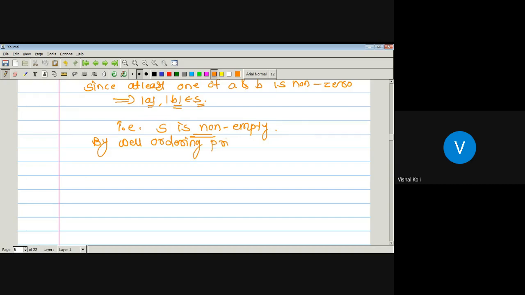What is the Well ordering principle? Any non-empty subset of the set of positive integers has a least element. As here S is non-empty and it is a subset of the set of positive integers, then this set S has a least element. Okay, then by the Well ordering principle, S has a least element.